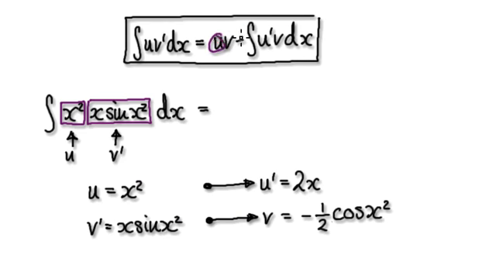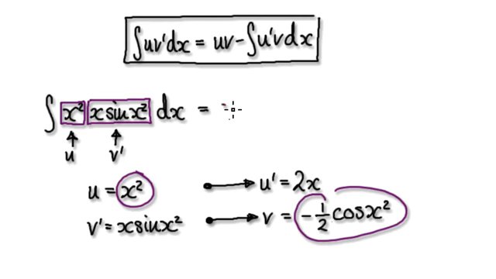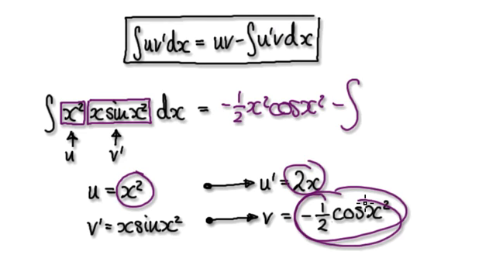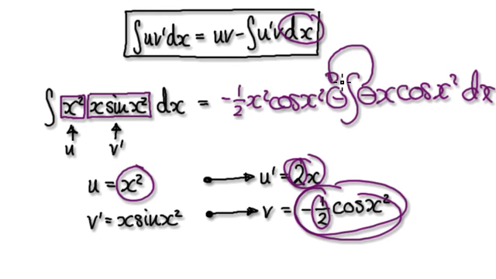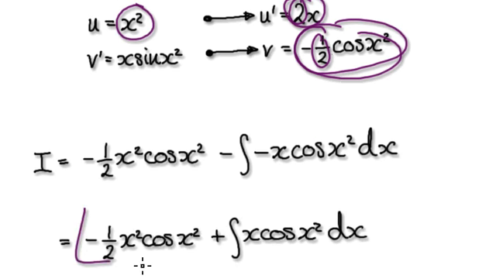Okay, so now blindly follow the instruction here. It's saying get u times v. So that will be minus a half x squared cos x squared minus the integral of, it's saying get u prime times v. So that would be negative. The two 2's, this would cancel out with this. So it would be x cos x squared dx, and then minus and a minus. So take it out. So that would then give you this.